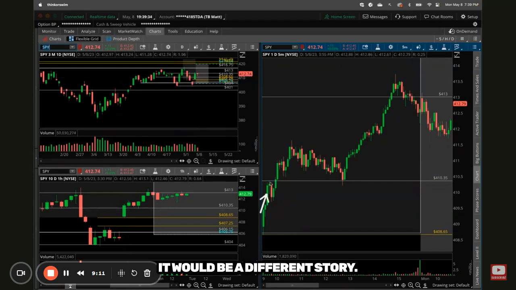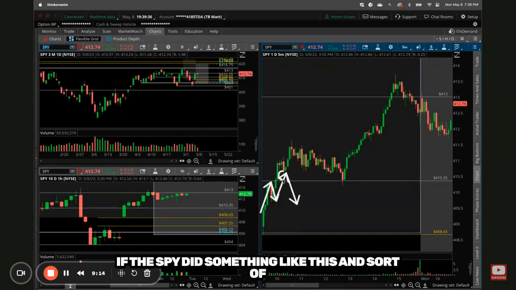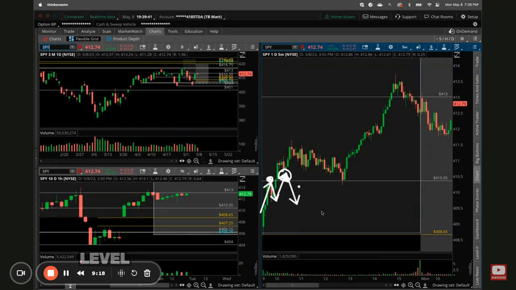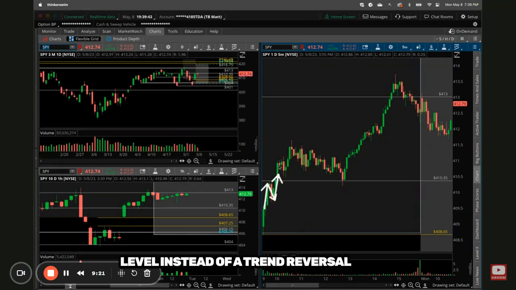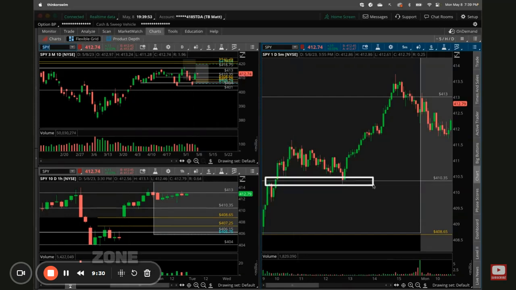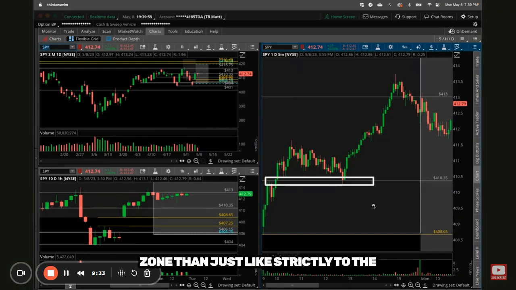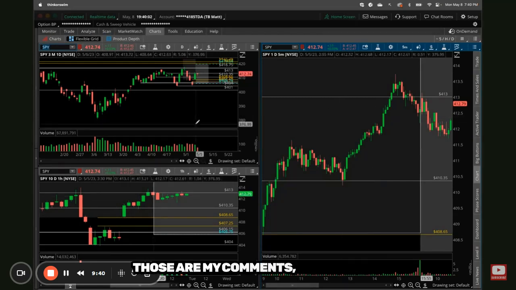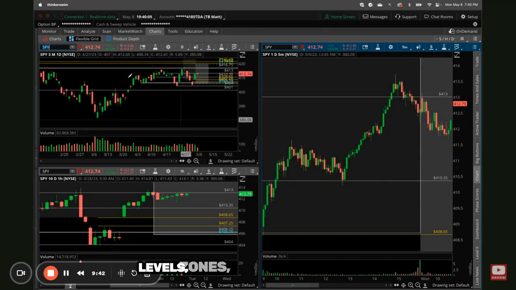It would be a different story if the SPY did something like this and took the level, but then came back down underneath. Now you'd be thinking of this as a rejection of the level instead of a trend reversal, or I shouldn't even call it a reversal, but continuation over this with the higher low at 410.35. So the level acts as more of a zone than strictly the number. And I'm sure you already know that based on trading for a little while, but those are my comments on levels, zones, and how to map them.